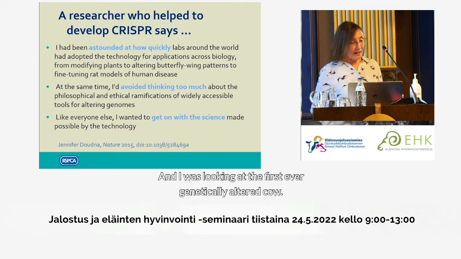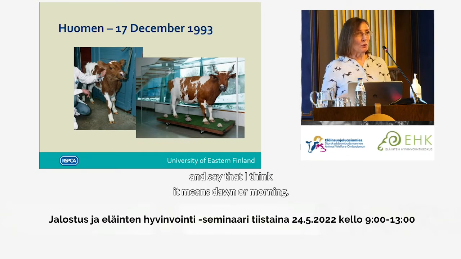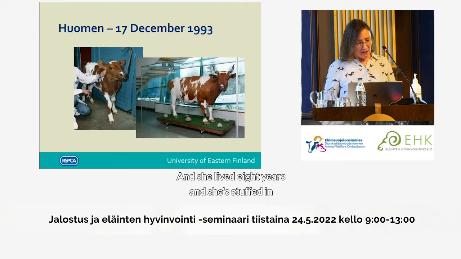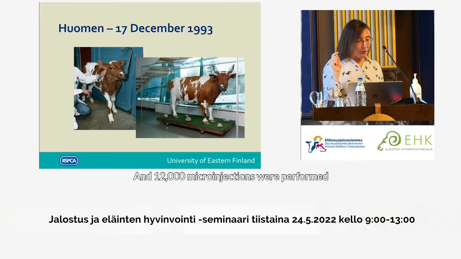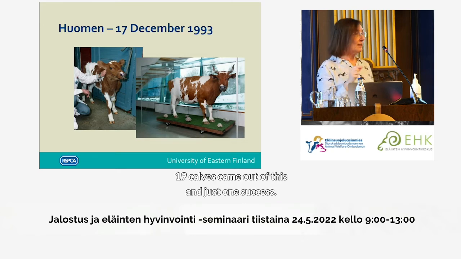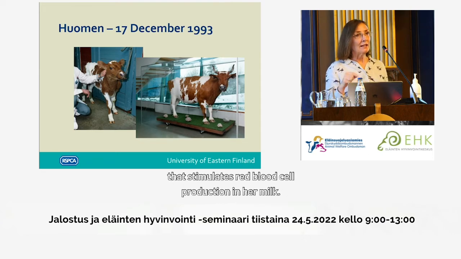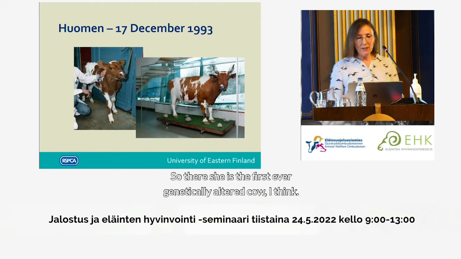And I was looking up the first ever genetically altered cow, and this cow came up. I'm not going to try and say that. I think it means dawn or morning. So that's her name in Finnish. And she lived 8 years, and she's stuffed in the University of Eastern Finland there. She was made from a cow egg from a slaughterhouse, and 12,000 micro-injections were performed. 19 calves came out of this, and just one success, which was her there. She was created to produce a hormone that stimulates red blood cell production in her milk. But this was never actually switched on because of issues with patent rights and health fears. So there she is, the first ever genetically altered cow, I think.